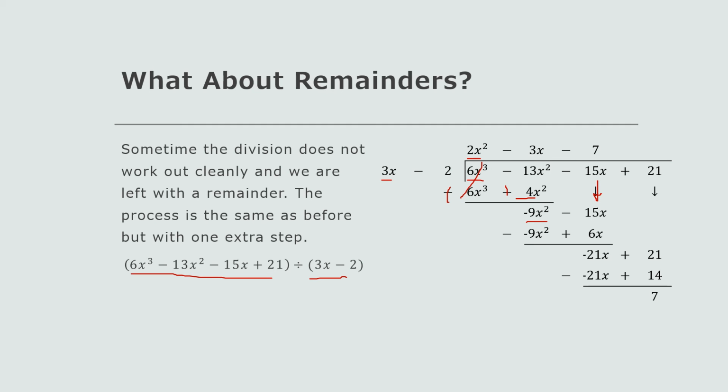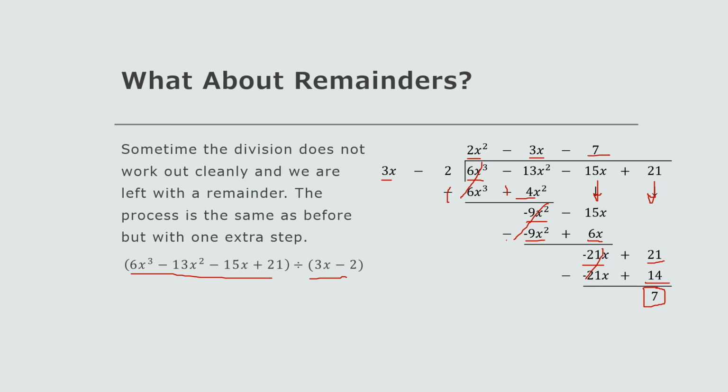Okay, so what do I multiply by 3x to give me negative 9x squared? Well, that would be negative 3x. So negative 3x times 3x gives me negative 9x squared, and then negative 3x times negative 2 gives me positive 6x. These will cancel, and then negative 15x minus positive 6x is actually negative 21x. So we do it again. What do we multiply by 3x to give me negative 21x? It would be negative 7, and then negative 7 times negative 2 gives you positive 14. Sorry, I have to bring down the 21 from here. That's where the 21 came from. And we subtract, these will cancel. 21 minus 14 gives me a remainder of 7.